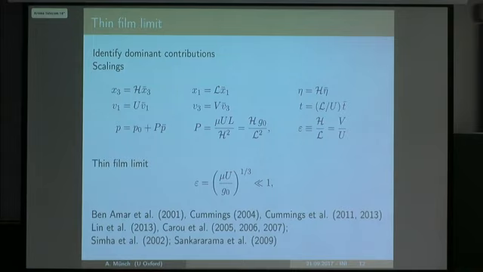The ratio is effectively determined by the balance of the viscous stresses and the pressure scale. So this gives you this balance over here, and the pressure itself we assume is determined by the curvature of the interface. And this gives you a value for the small parameter which is associated with the capillary number, and we assume this one is small.